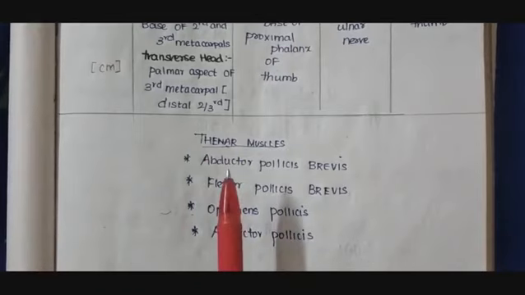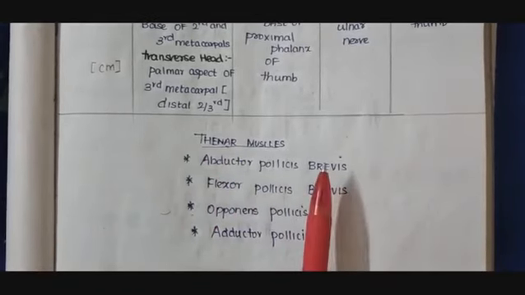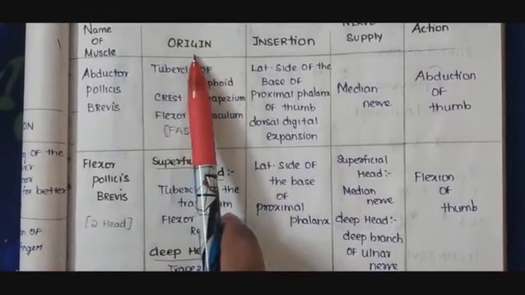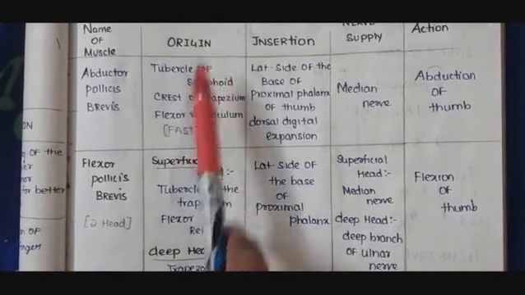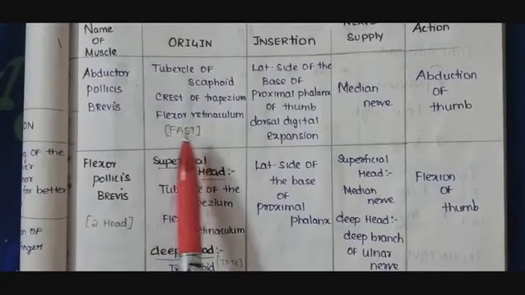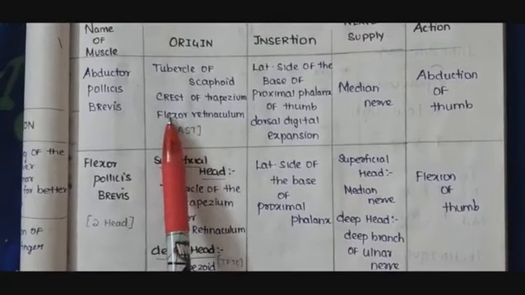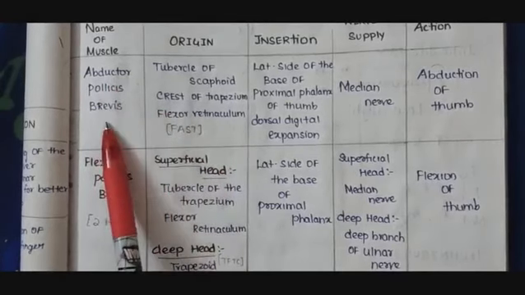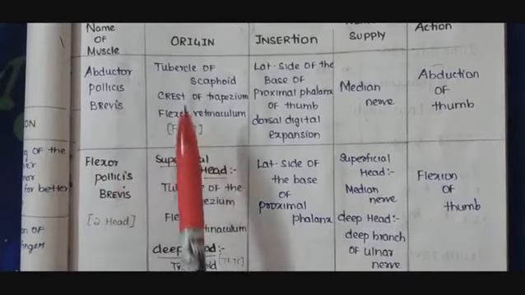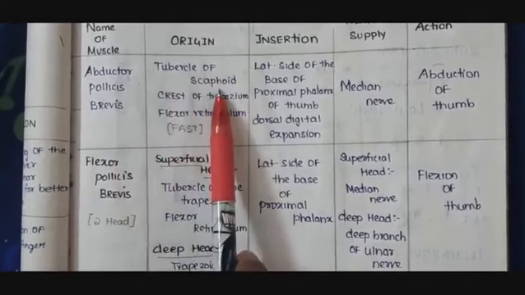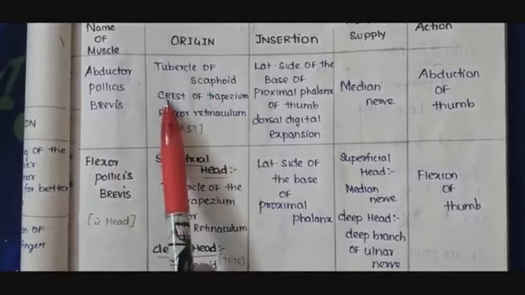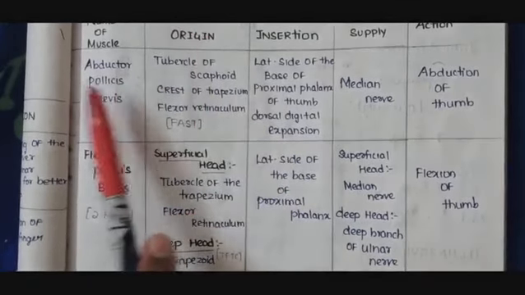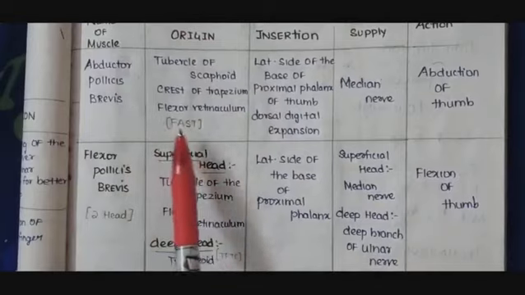First, let us discuss the abductor pollicis brevis. Origin. In order to remember the origin, just try to remember the mnemonic FAST. In that, F stands for flexor retinaculum, A stands for abductor pollicis brevis, S stands for tubercle of scaphoid, whereas T stands for crest of trapezium. In order to remember the origin of abductor pollicis brevis, you have to remember the mnemonic FAST.